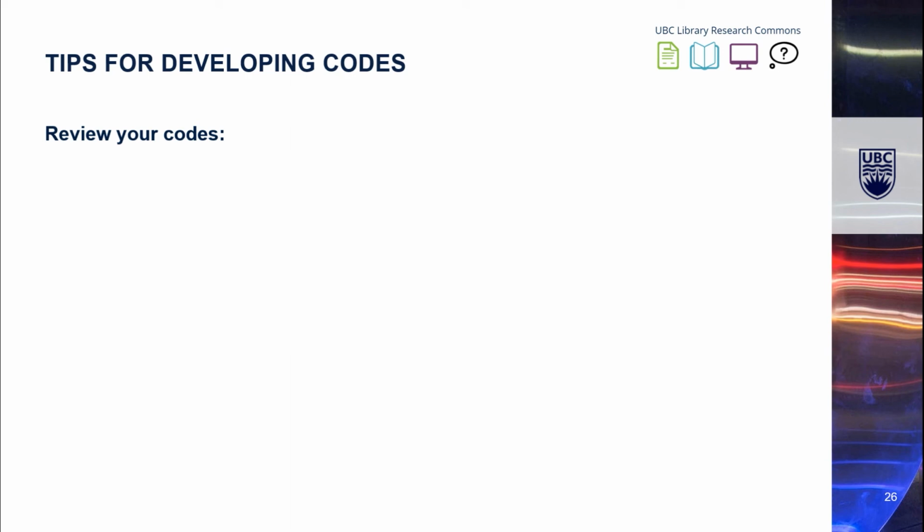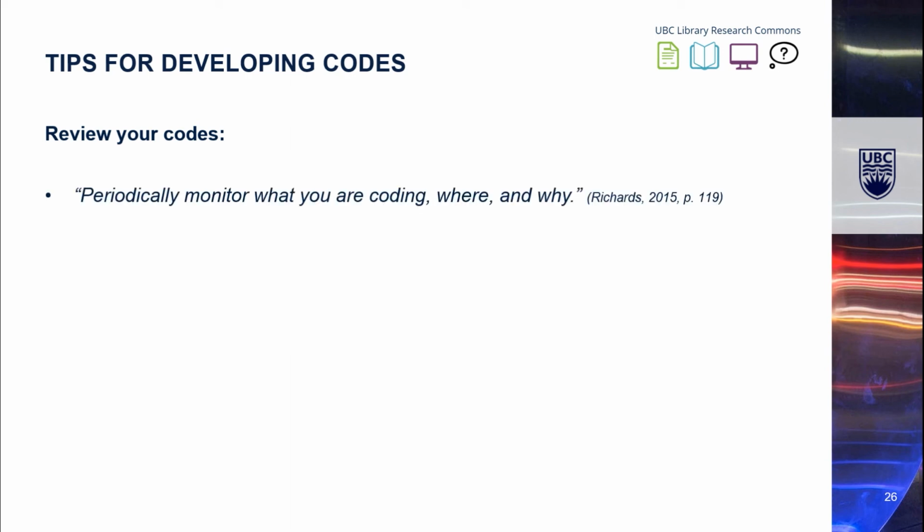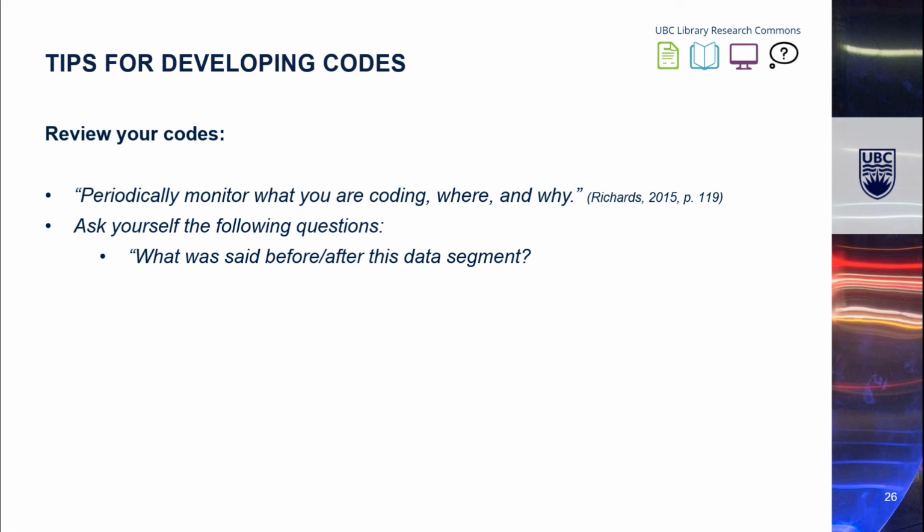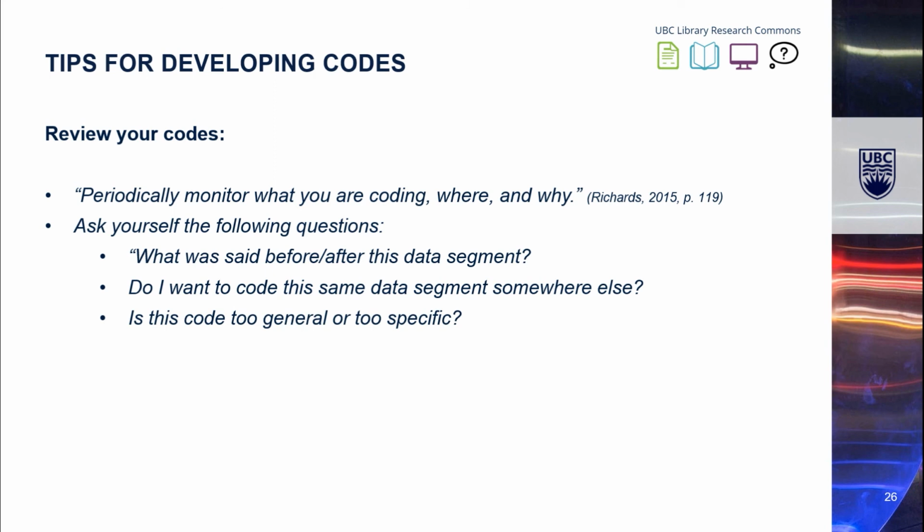Lastly, let's have a look at some additional tips from the literature about reviewing our codes. Lyn Richards, for example, suggested that we periodically monitor what we are coding, where, and why. Jackson and Baisley suggested that we periodically ask ourselves the following questions. What was said before or after this data segment? Do I want to code this same data segment somewhere else? Is this code too general or too specific?